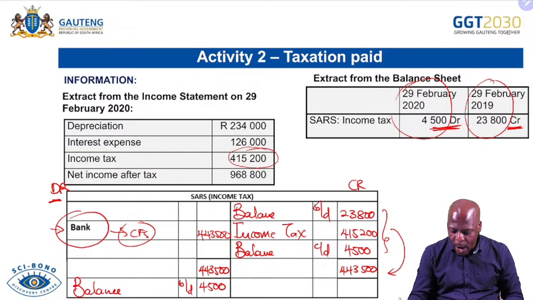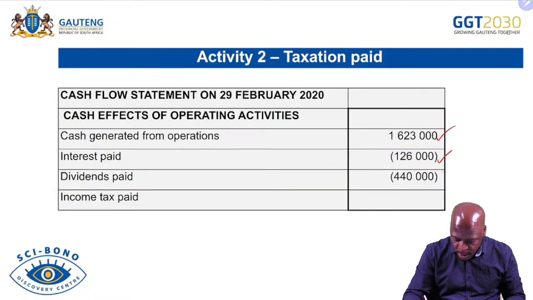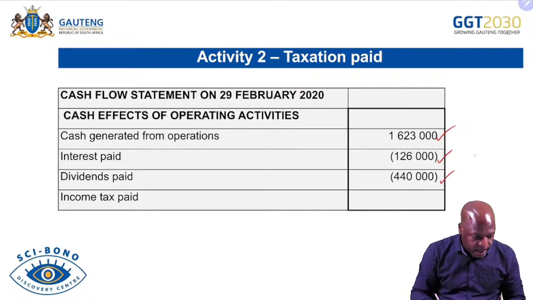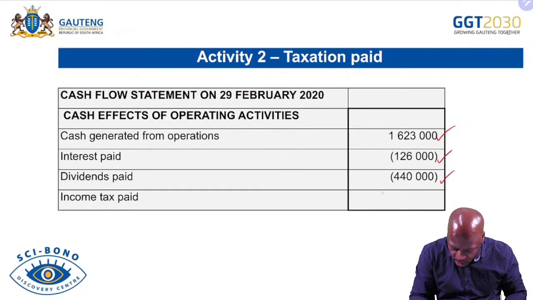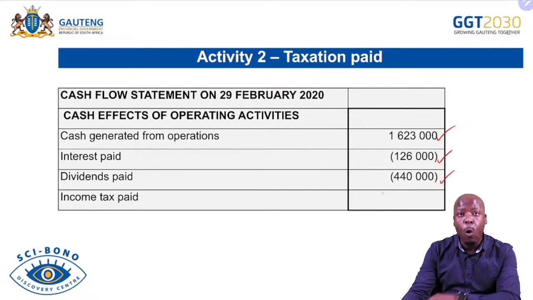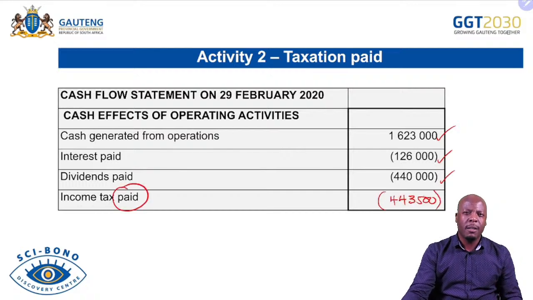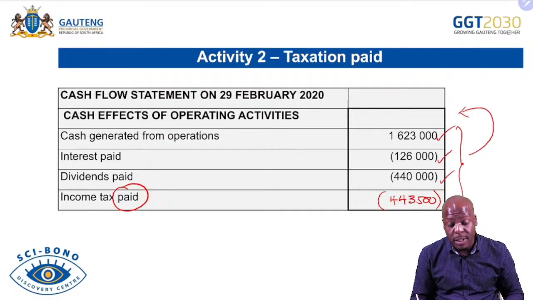Let's quickly see where this would then be recorded. I come here. Remember we did that, and we did that. I'm coming now to my taxation paid, and how much did I get? Remember, before I put anything, the keyword is paid. That means I'm going to have my bracket, and I'm going to bring my 443,500. Once I have all 4 aspects of my operating activities, it means I can add them for me to now get the cash effect of operating activities.